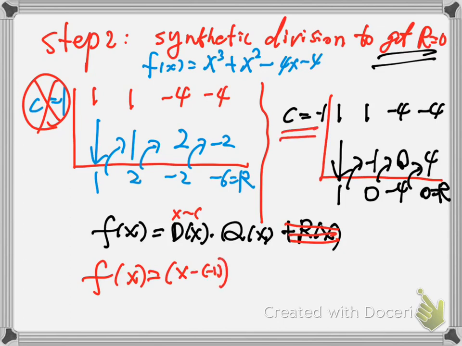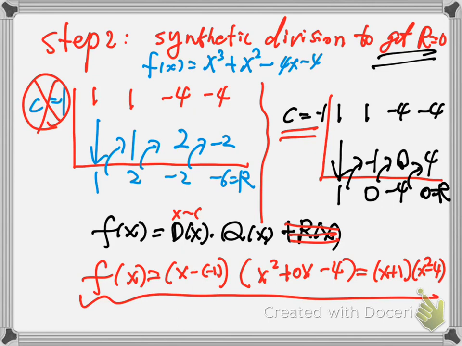This is the c we want, right? Times q of x. So this is x squared plus 0x minus 4. Simplify a little bit, so this is x plus 1 times x squared minus 4. That's step 2. We test all possible c's, and then if you get the remainder 0, you can rewrite f as a product.